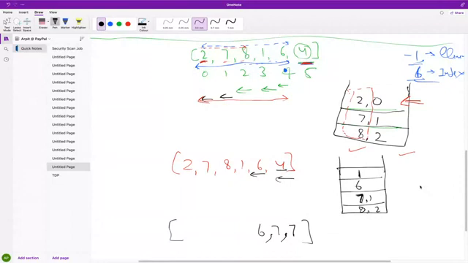Right? Push 1 here. Same process. That's why I'm telling you this one is easy. Same process we are following. 1 is here. Now let's look for 8, guys.